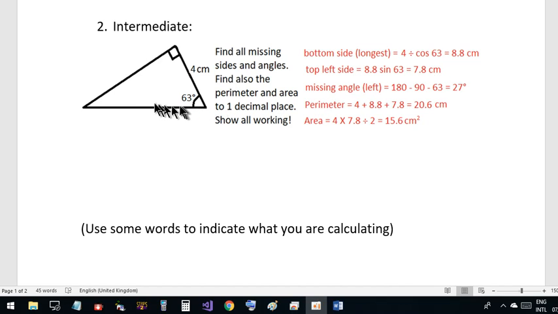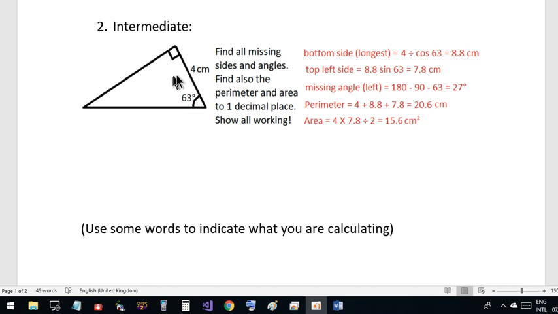Now the missing angle over here. Once again, it's 180 degrees in all the angles of the triangle, so we go 180 minus 90 minus 63 to get 27 degrees. So that'll give us our missing angle over here.